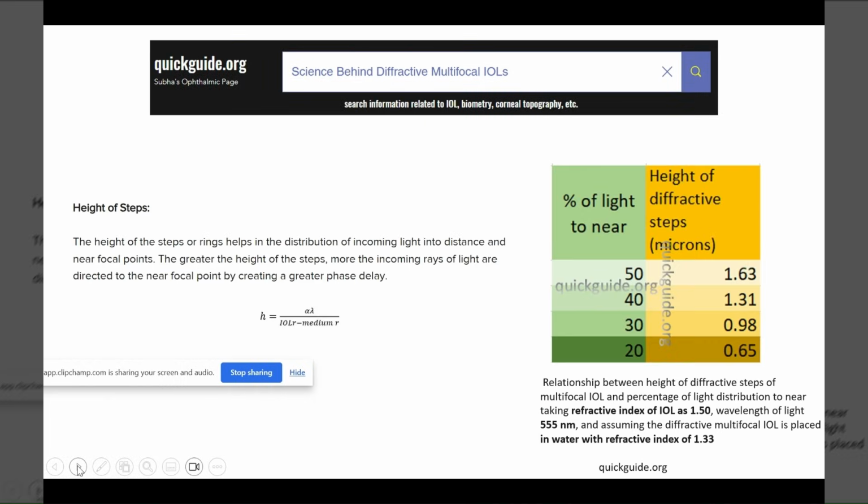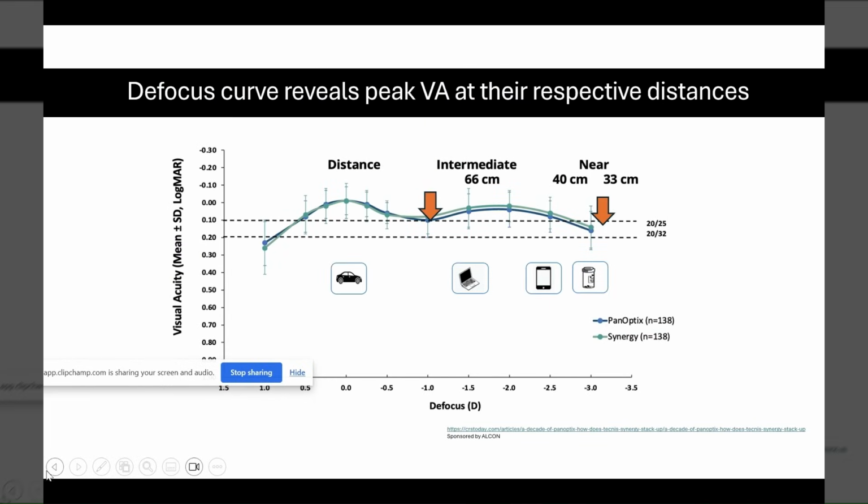Now let's move on to another topic, the defocus curve. We did talk about how a defocus curve is generated. For most multifocal and trifocal IOLs, you will find that you have a peak distance, a peak intermediate, as well as near vision, but between the distance and the intermediate, the vision kind of drops. Here you can see this defocus curve with PanOptix and Synergy. Both lenses have a dip at the far intermediate, around 80 to 100 centimeters, or 122 centimeters. You have a drop.